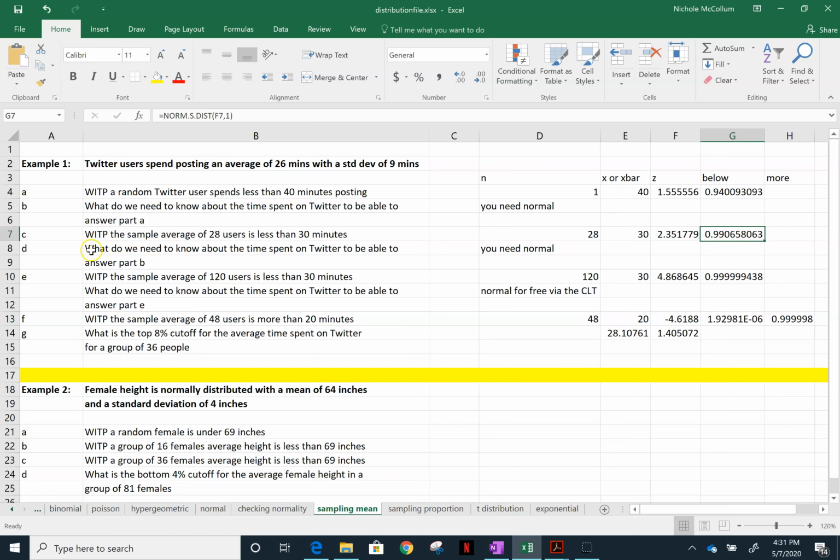Now, part D, what do we need to know about the timeline? Once again, we need normal. You see, here's the problem. 1 user, 28 users, you better know about the distribution.